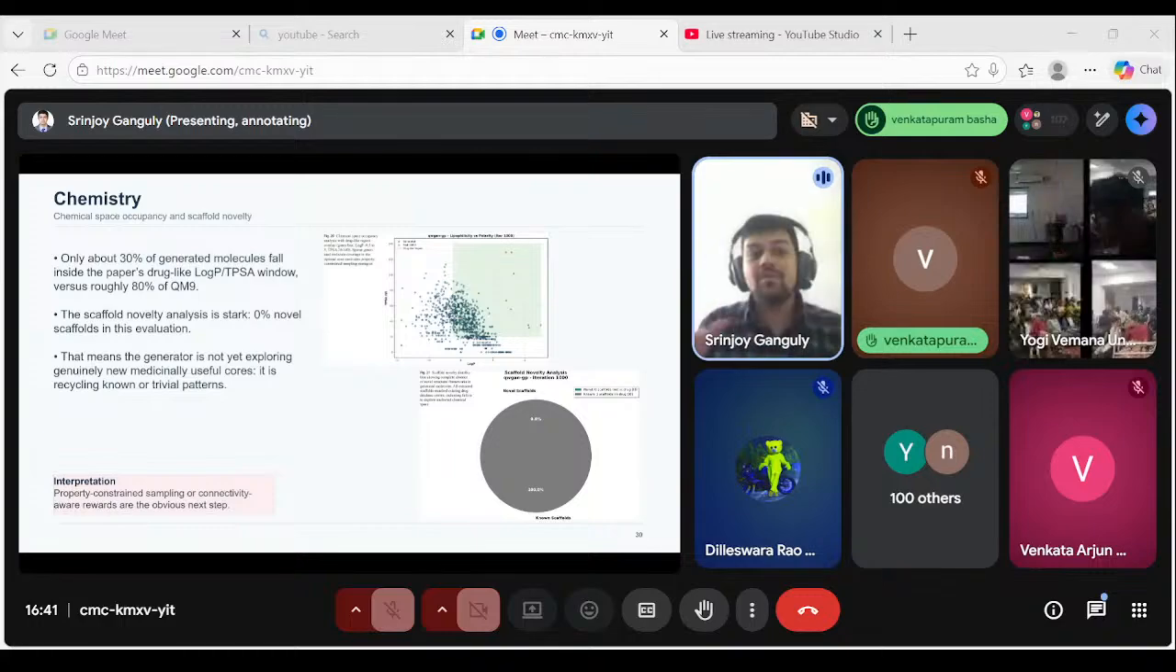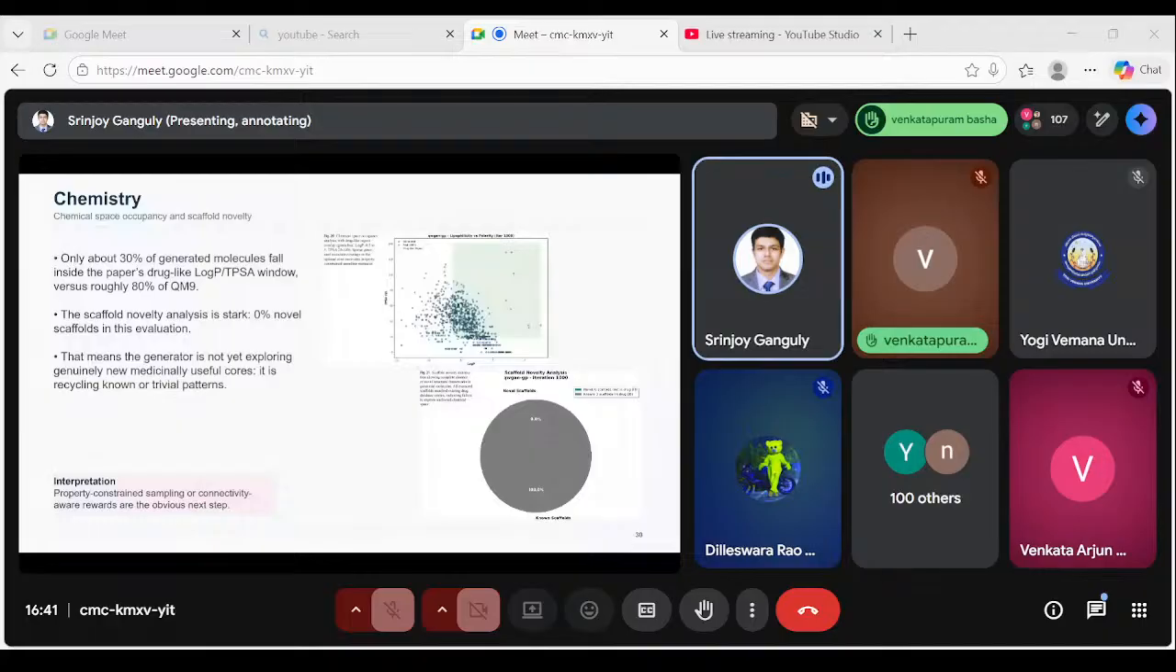So if you see, only 30% of these generated molecules fall inside our paper's drug-like qualities, the logP, which I mentioned to you, the solubility and the topological polar surface area, TPSA limit. Whereas for QM9, it's actually 80%. So QM9 is very good. But of course, it has to be good because that's our true data set. If the true data set is bad, then your generator will always be throwing bad samples. And this is a very important point: the quality of your training data should be absolutely high and unbiased. That's the most important message.